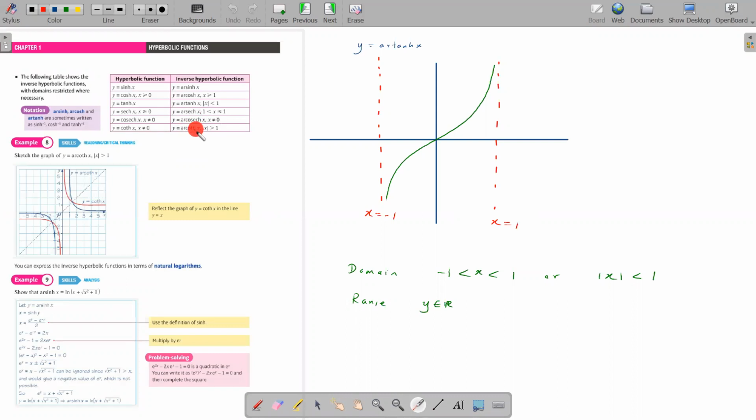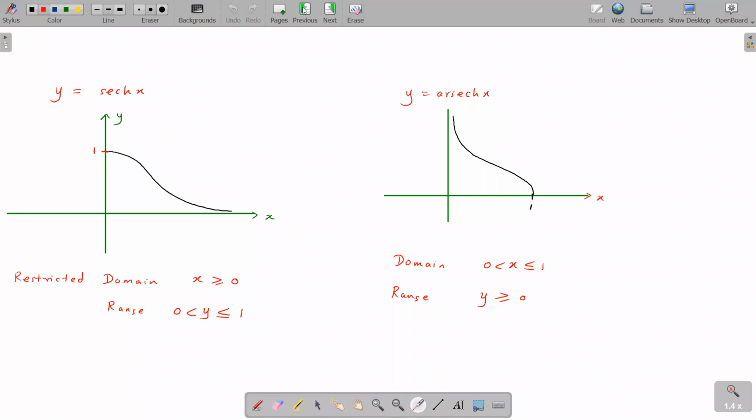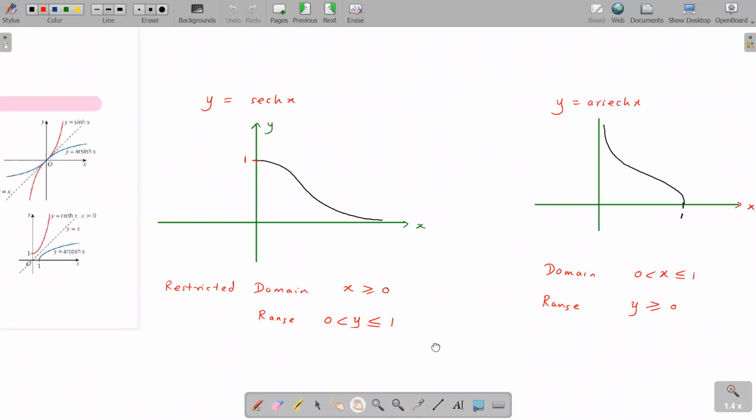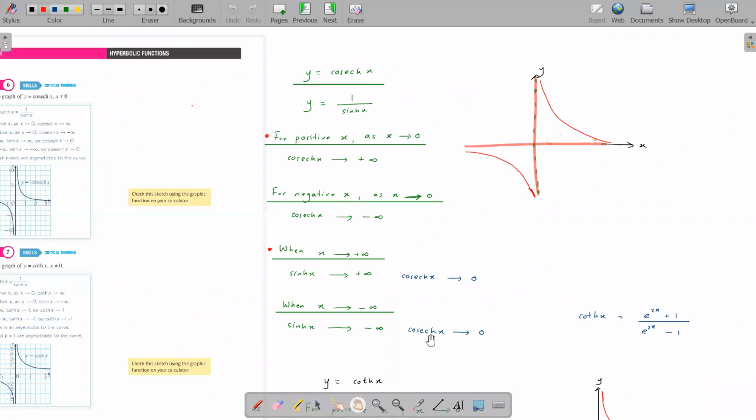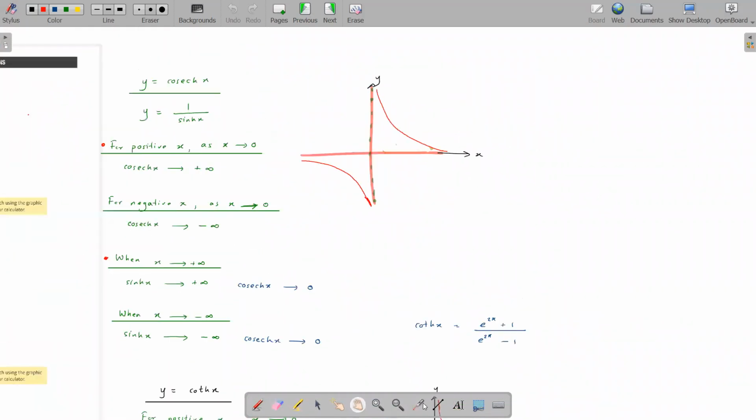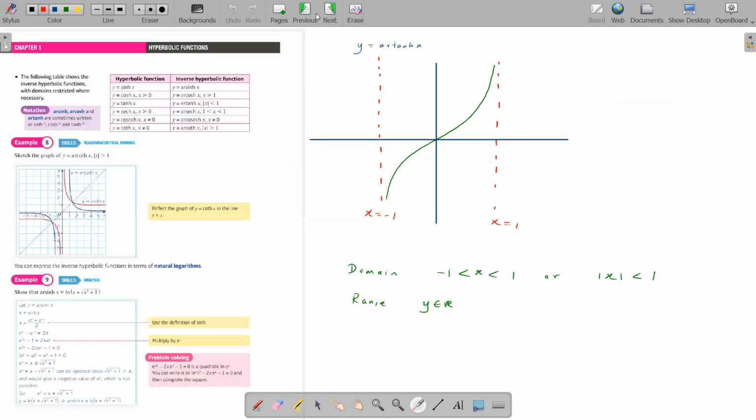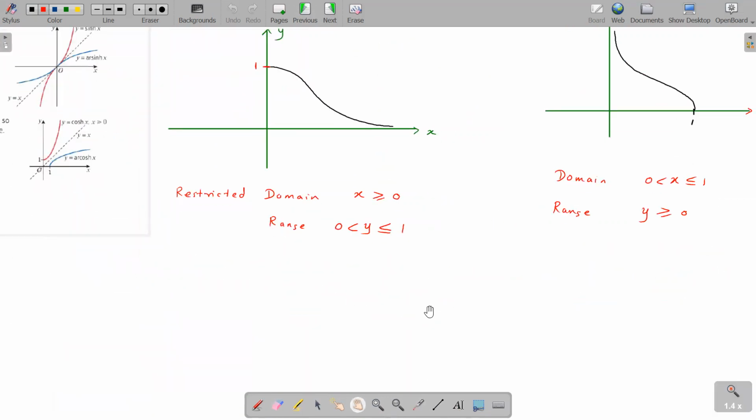So let's go for the R cosech x, okay? In order to draw the R cosech x graph, let's first take a look at the cosech x graph. We have done the cosech x graph, right, guys? We discussed the properties. It was basically looking like a 1 over x graph, right, guys? So this was our cosech x graph. Now let's see how to draw the inverse.